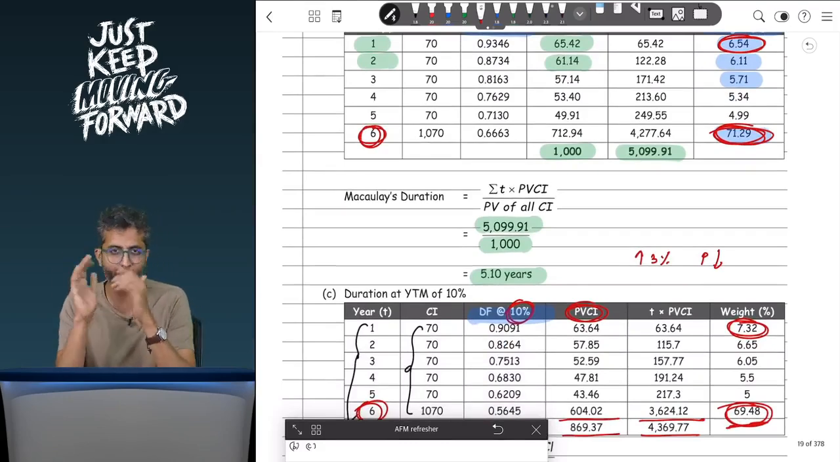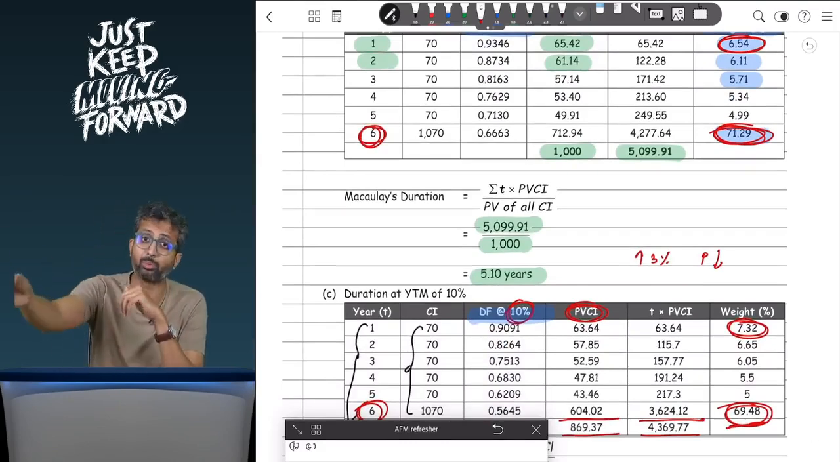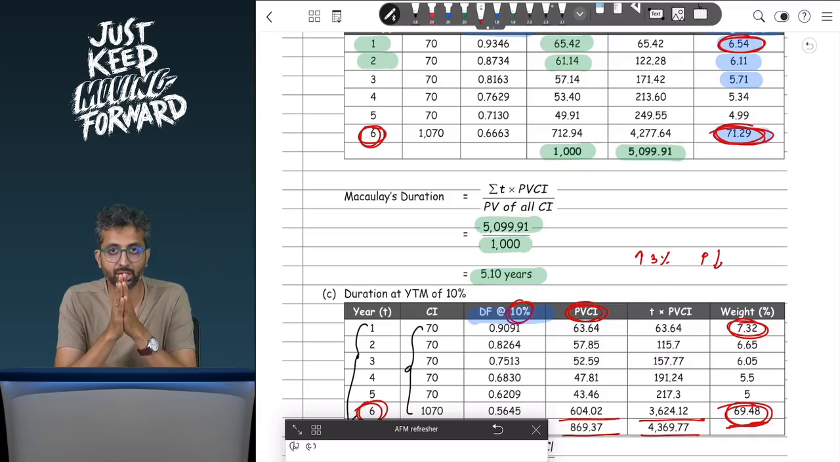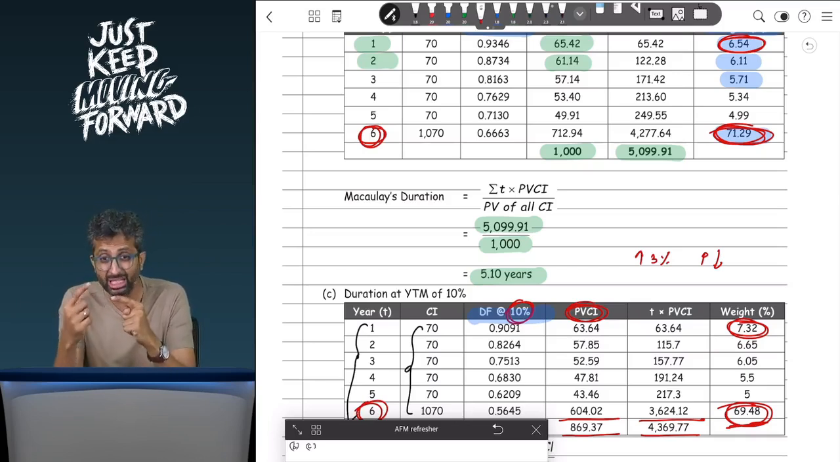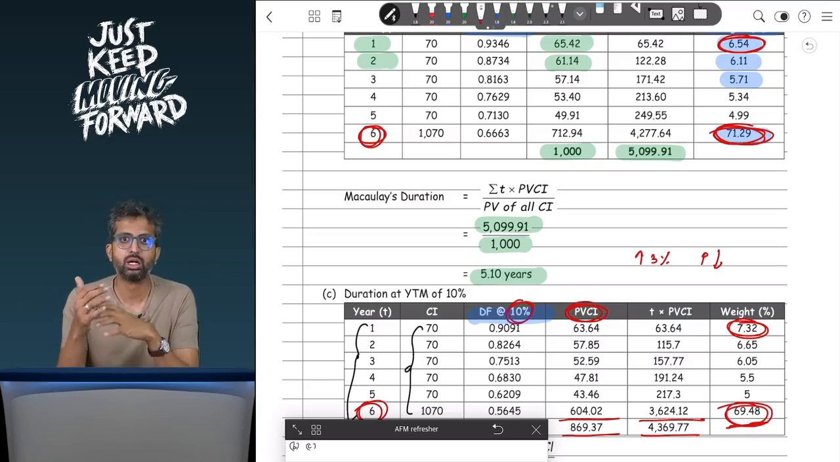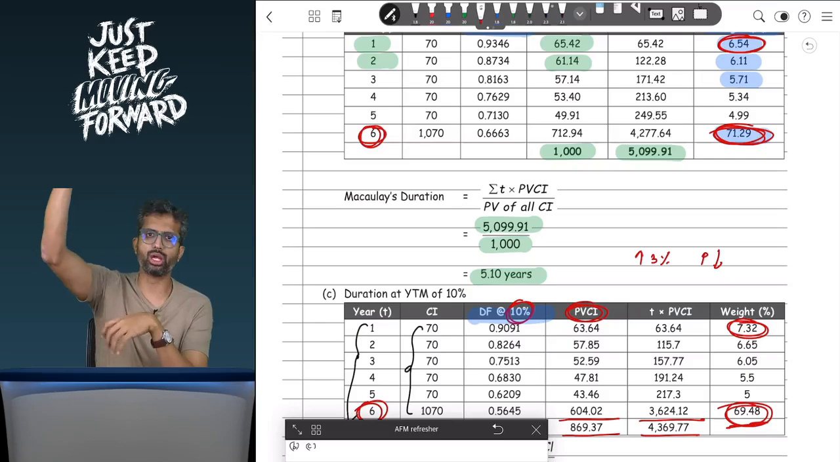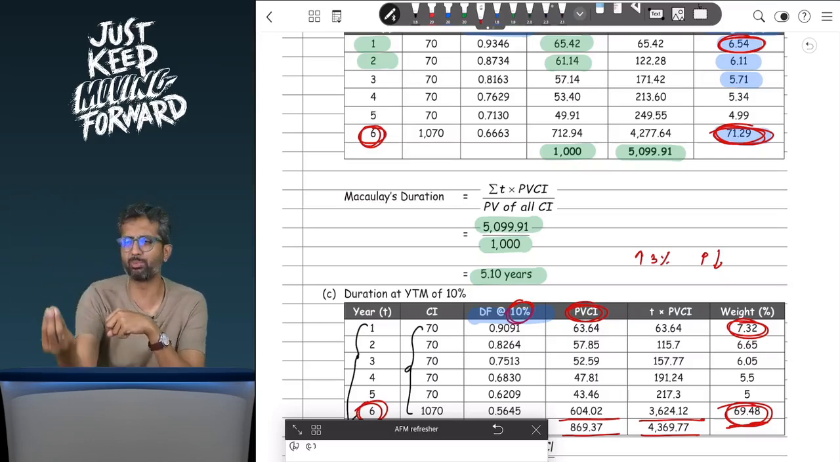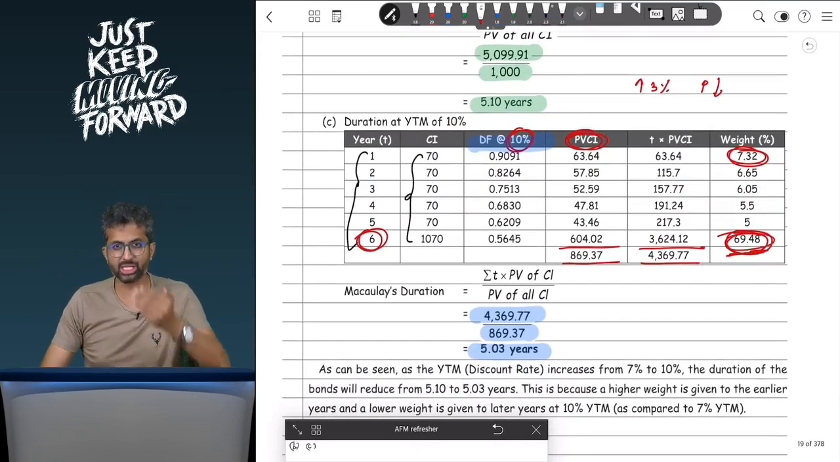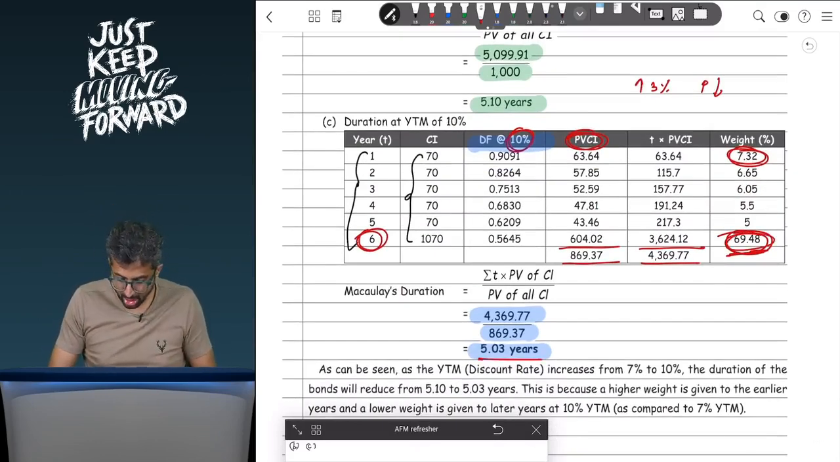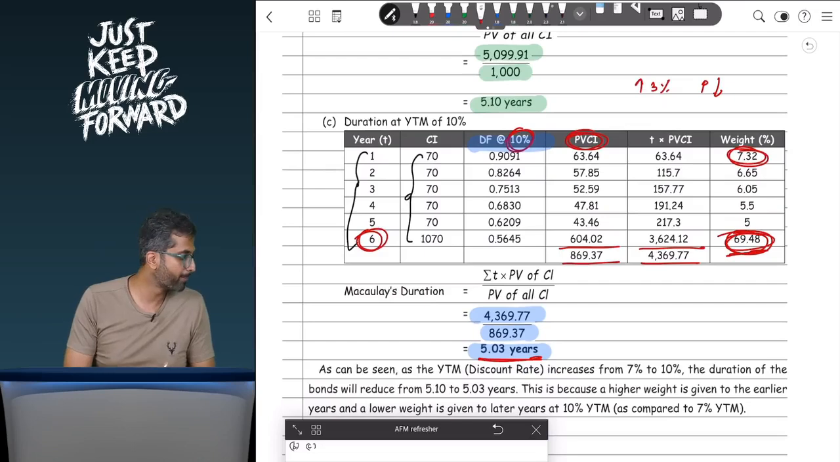Okay, for most of the students, getting 5.1 and 5.03 right, that is more than enough. Why is it changing is beyond the scope, but usually it changes because the discount rate changes, and when the discount rate increases, a higher discount rate means future years will have much lesser present value, and hence the weight will fall. If future years have a lesser present value, the duration will also fall.